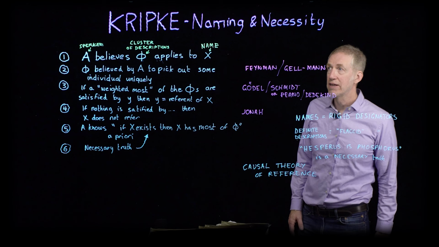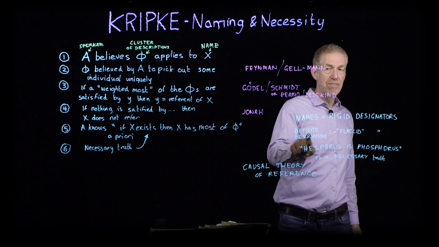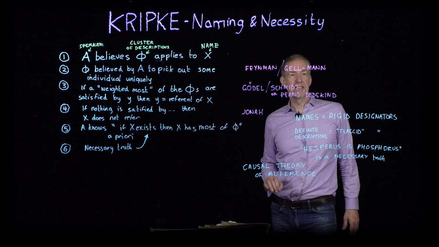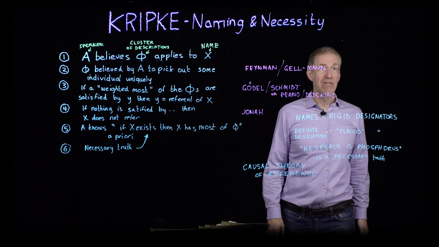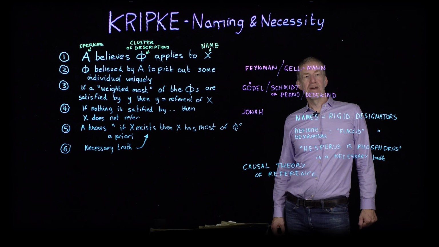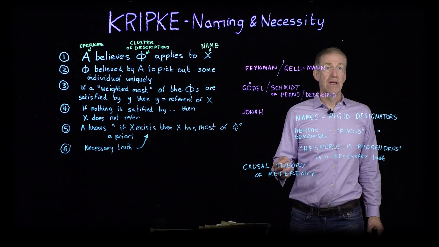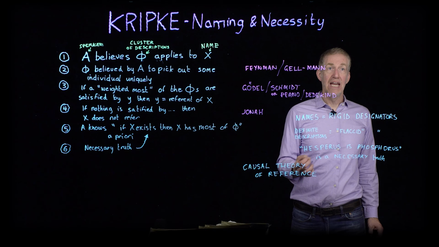Now, the difference is definite descriptions, which, again, are referring terms, are not rigid designators. They are flaccid designators. And yes, I'm sure Kripke meant it to sound as creepy as it sounds, because Kripke was kind of a creepy guy. So definite descriptions pick out the thing that fits the description. And that, of course, will be a different thing in different possible worlds.